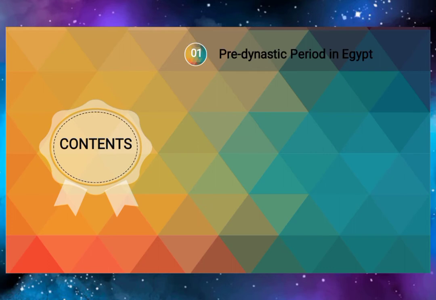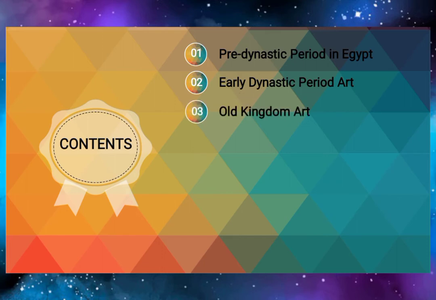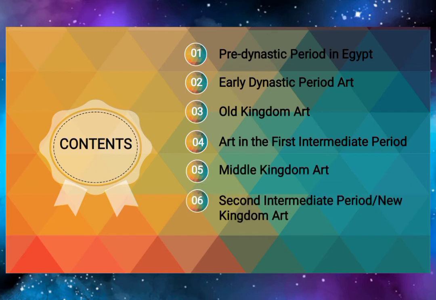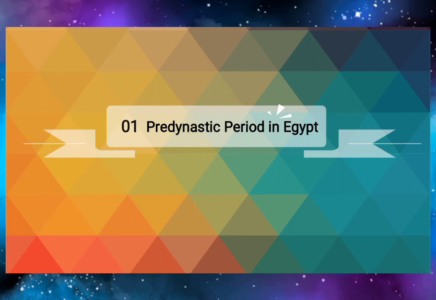So we have the pre-dynastic period, early dynastic period art, the Old Kingdom art, art in the first intermediate period, the Middle Kingdom art, the second intermediate period, the New Kingdom art, and the later periods and legacy. So first up, we have the pre-dynastic period in Egypt.